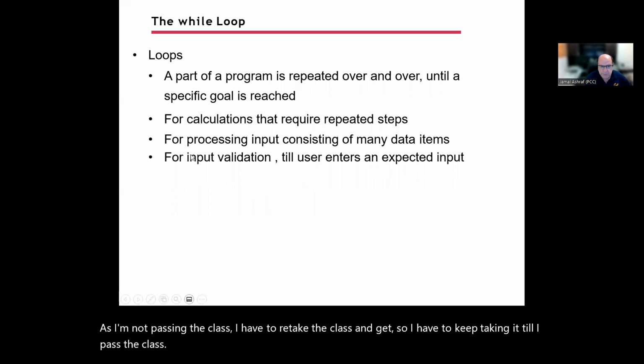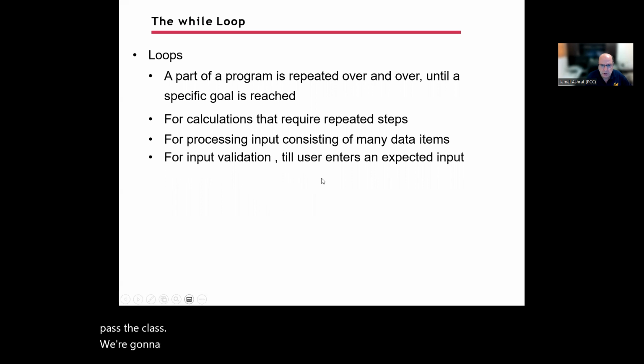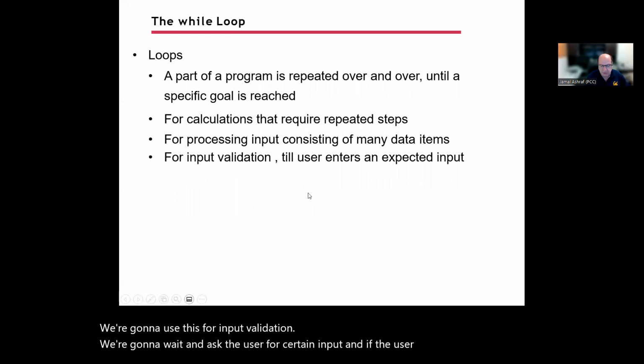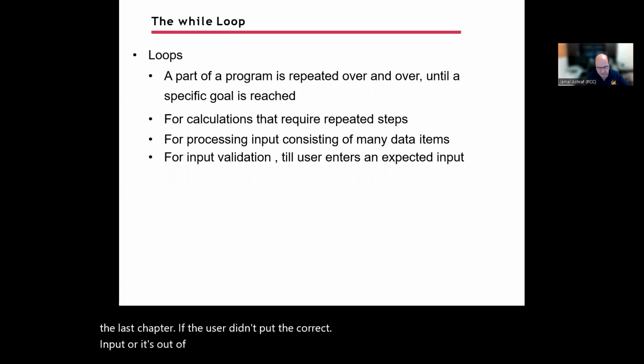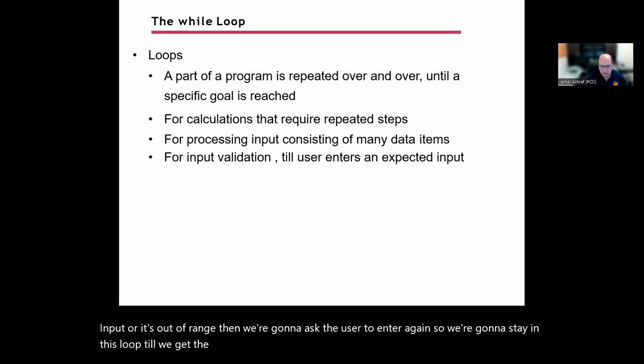We're going to use this for input validation. We're going to wait and ask the user for certain input. And if the user, as we talked about in the last chapter, didn't put in the correct input or it's out of range, then we're going to ask the user to enter again. So we're going to stay in this loop till we get the correct data that we need before we start processing inside our program.